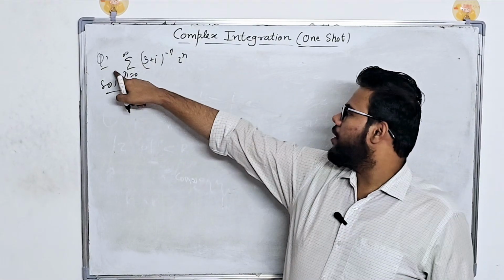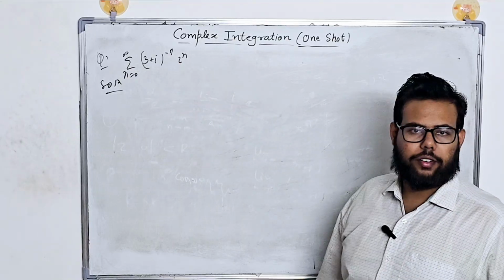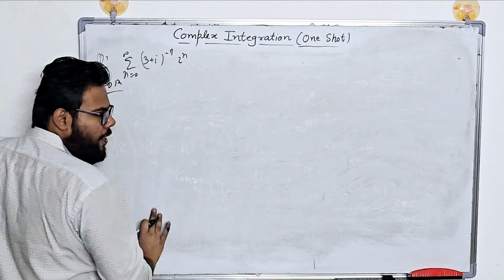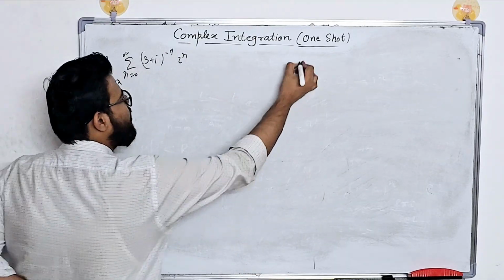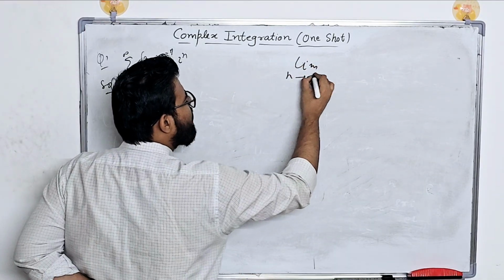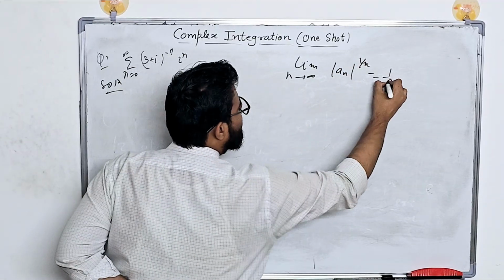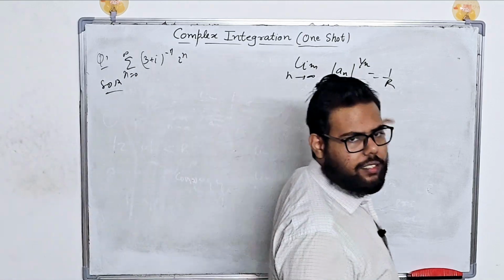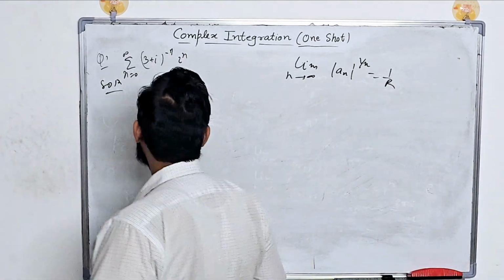So this is the question: the summation n equal to 0 to infinity of (3 + i) raised to the power negative n into z raised to the power n, right? So now in this we'll apply the root test. Why the root test? Because we can see a power of n over here. Let me explain. The root test is basically the limit as n tends towards infinity of mod of a_n raised to 1 upon n, right? This is equal to again 1 upon R, right? So we can see a power of n over here, so we will apply this because it will of course cancel out the power of n, right?